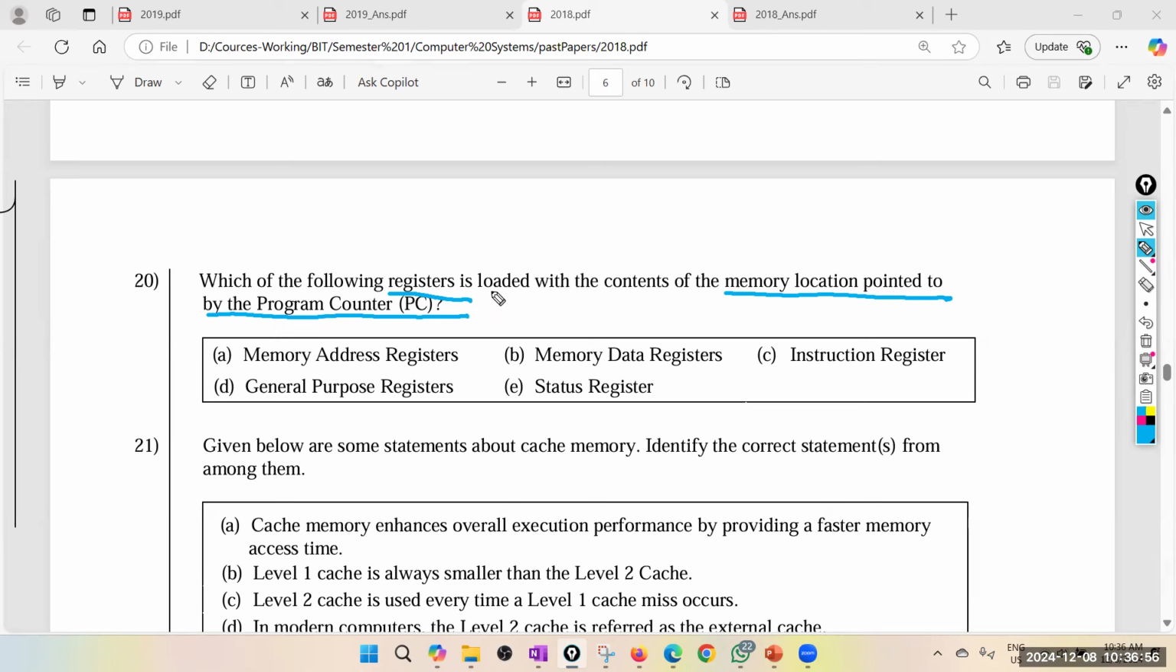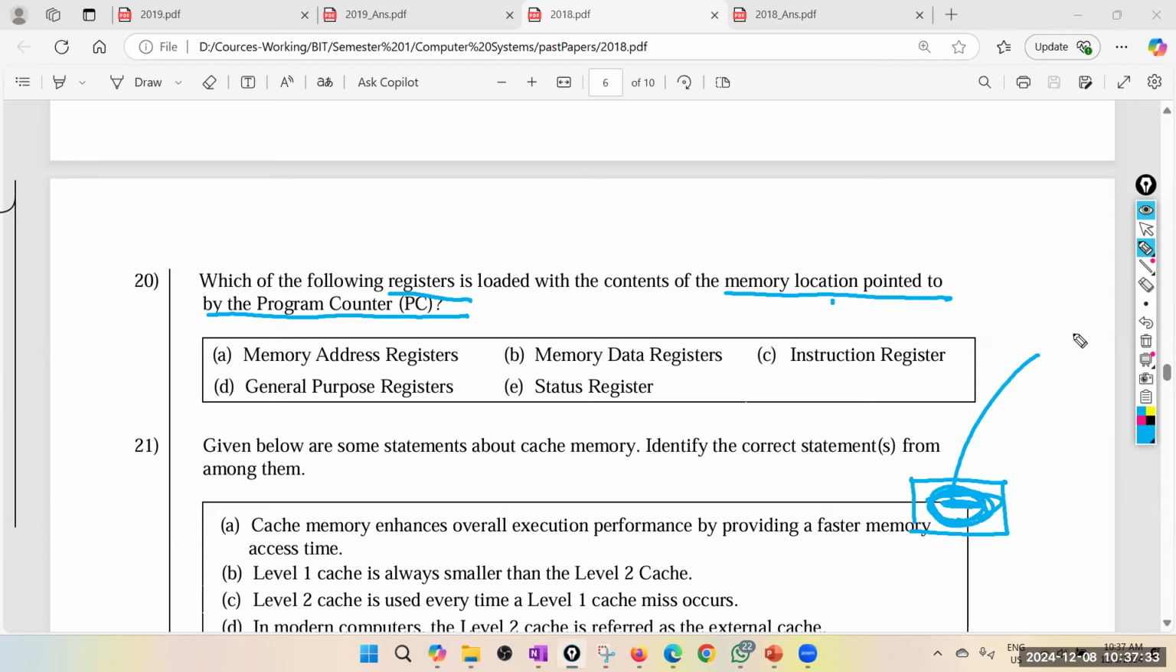Which of the following registers is loaded with the content of the memory location pointed to by the program counter? So remember, the program counter keeps the address of the next instruction. So it's basically the memory address of an instruction. Which of the following registers is loaded with the contents of the memory location?